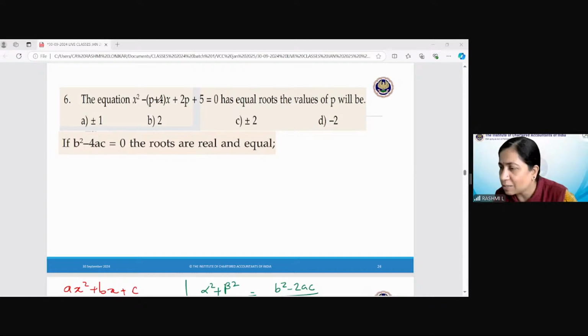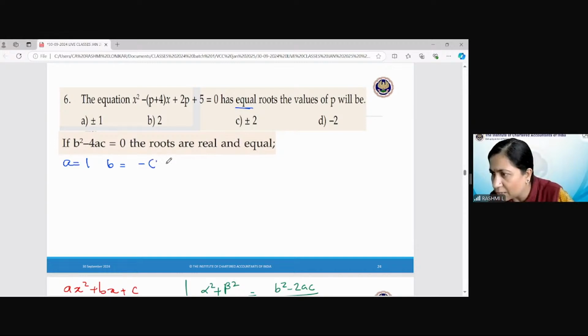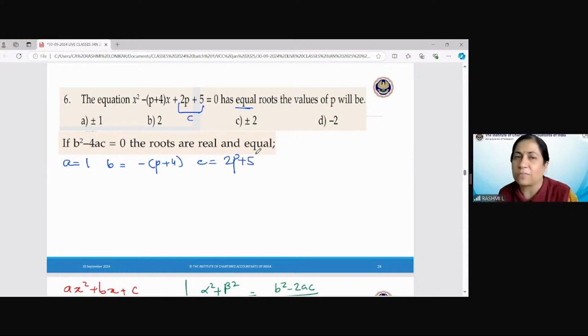Now the equation is this much and has equal roots. The value of p will be, so equal roots, when will the roots be equal? B square minus 4ac is equal to 0, so roots are equal. So I'll just quickly, how much is a? A is equal to 1. How much is b? B is equal to minus p plus 4. And how much is c? C is equal to 2p plus 5. ये ध्यान दीजिएगा, ये पूरा जो है ना वो आपका c है, 2p plus 5. कई बच्चे सिर्फ 5 ले लेते हैं, ऐसा नहीं है. And any number, anything that is there in the equation without a value of x will be your c.